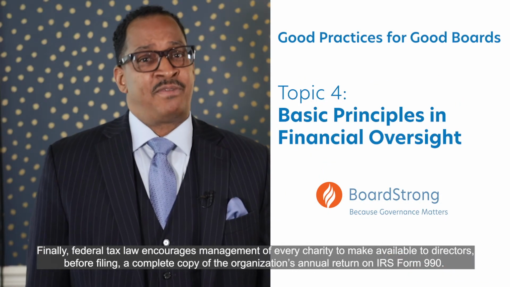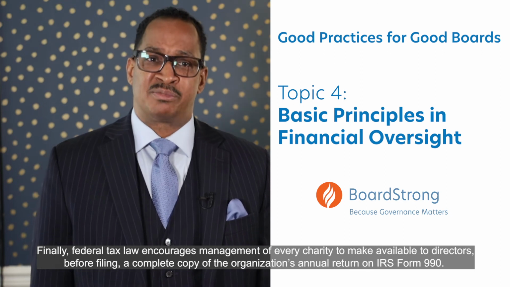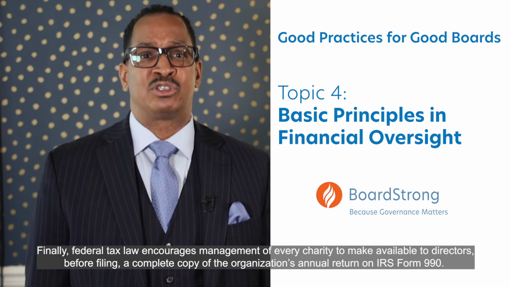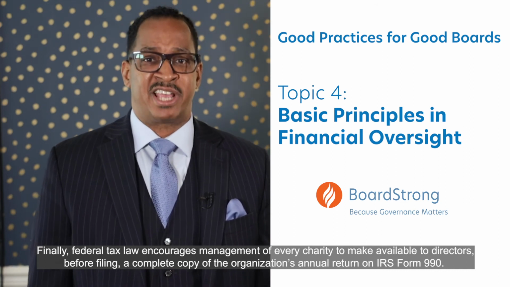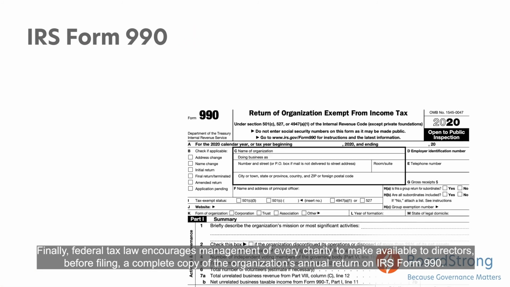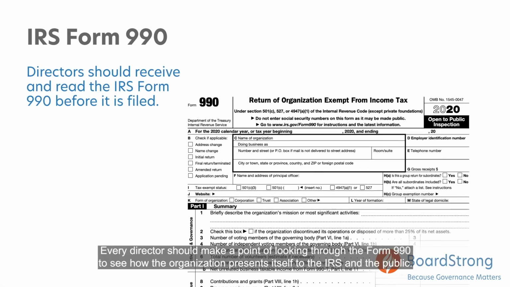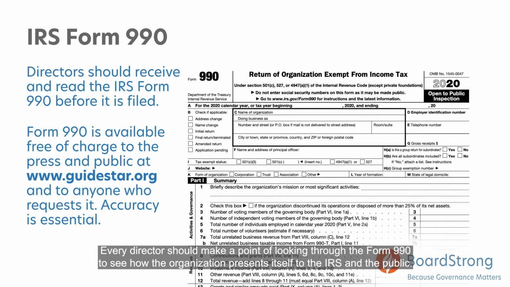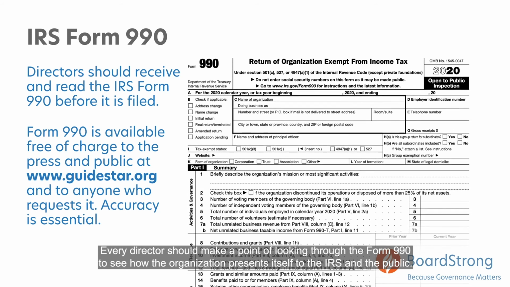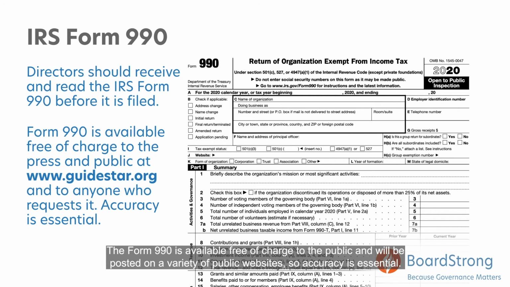Finally, federal tax law encourages management of every charity to make available to directors, before filing, a complete copy of the organization's annual return on IRS Form 990. Every director should make a point of looking through the Form 990 to see how the organization presents itself to the IRS and to the public. The Form 990 is available free of charge to the public and will be posted on a variety of public websites, so accuracy is essential.